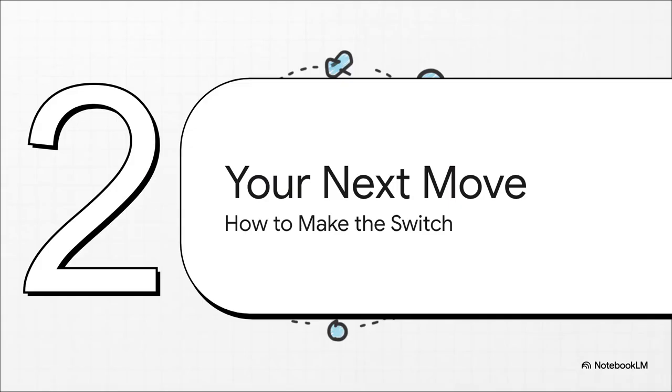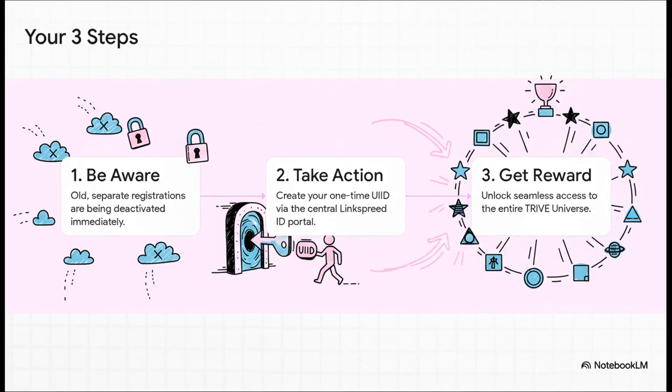Okay, so you're on board with the benefits, you're relieved about the cost. Now, for the most important part, what do you actually need to do to make the switch? Let's walk through your action plan right now. It really just boils down to these 3 super simple steps. First, just a heads up, those old separate ways of signing up for individual TRIVE apps, they're being phased out. Second, here's the action part. You need to go to the central Linkspreed ID portal and create your one-time UID. And third, you get the reward. That single ID unlocks the whole TRIVE universe for you.